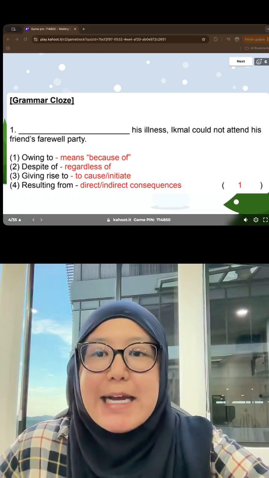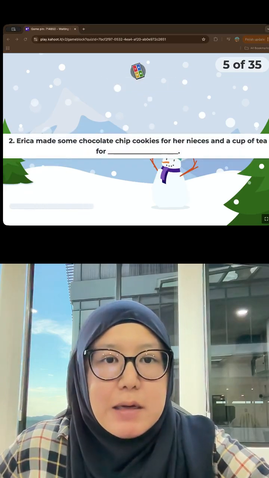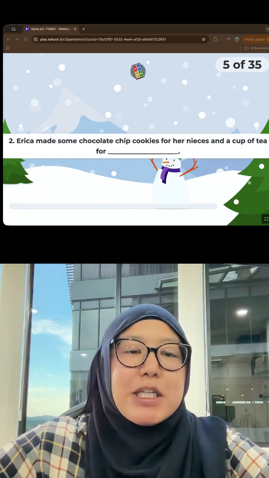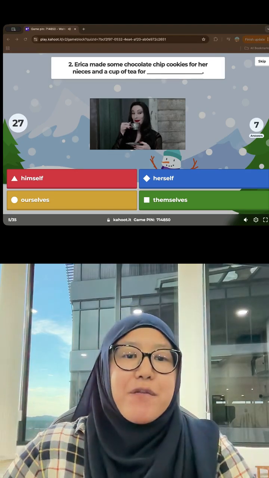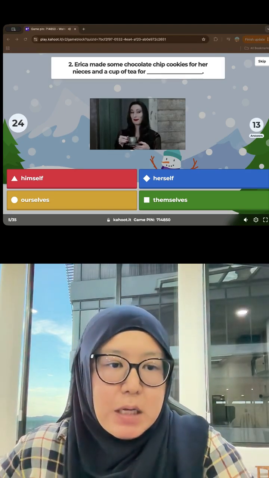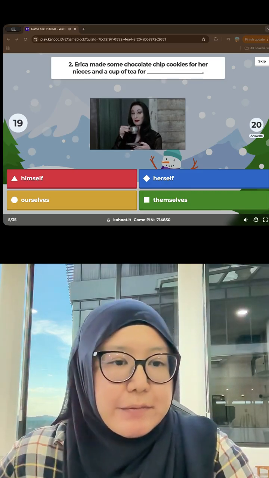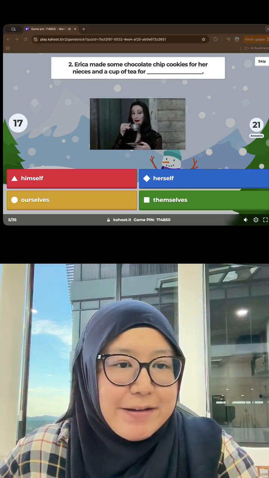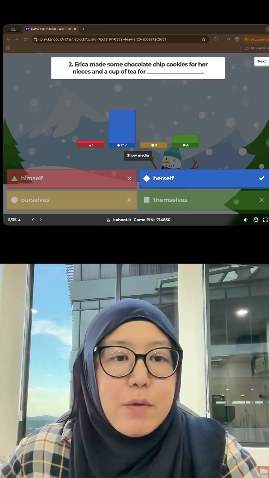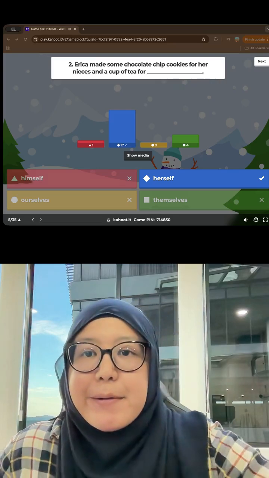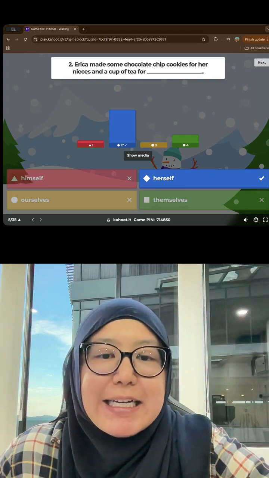All right, so let's move on to the second question. Erica made some chocolate chip cookies for her nieces and a cup of tea for blank. This is a reflexive pronoun question. Oh, I'm so sorry, the yellow and red words have been cut off. Yes, correct. Okay, why herself?